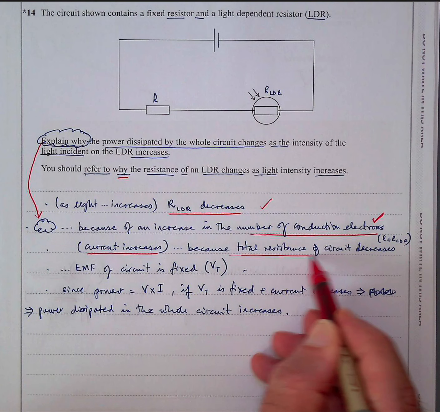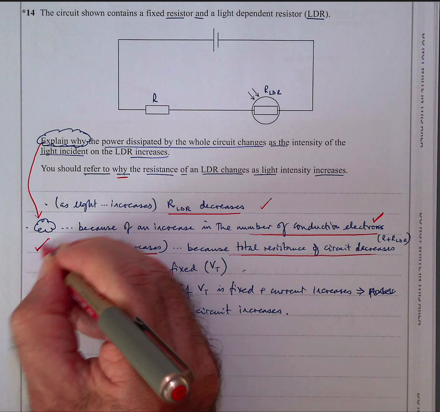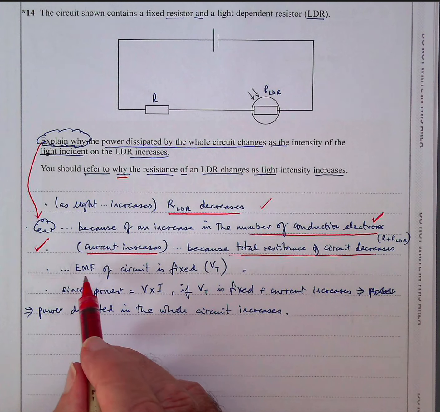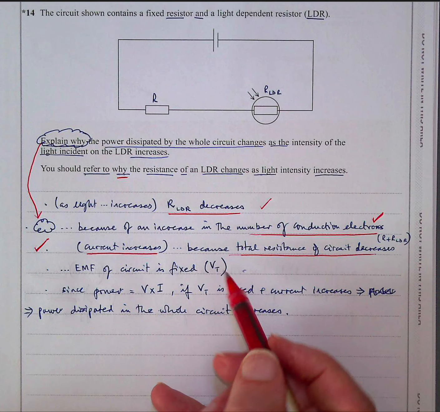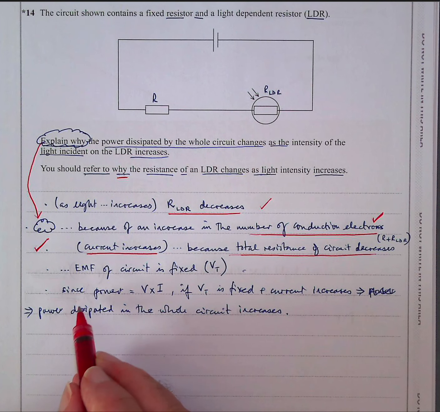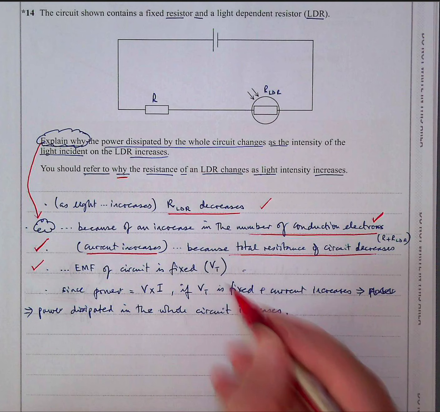and the total resistance decreases. This is the same marking point, this sentence. Okay, looks like my red ink is running out a bit. The EMF of the circuit, however, hasn't changed, it's fixed. They haven't mentioned internal resistance, so you can probably assume it's negligible or can be ignored. Okay, so the EMF, they've mentioned that the EMF hasn't changed, so the total voltage is the same.